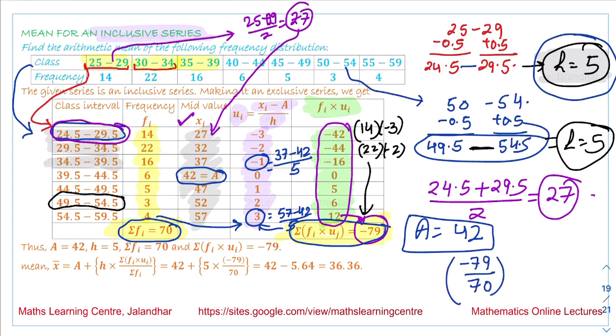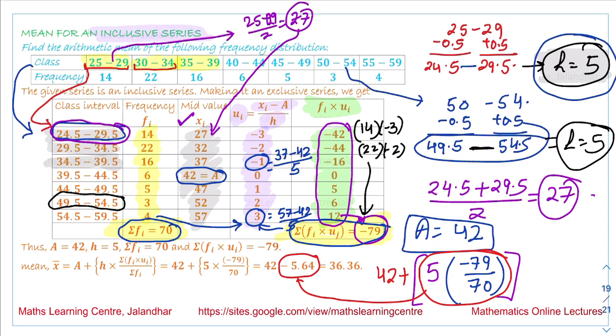The value of h is 5, so we multiply this answer with 5. The value of the assumed mean is 42, so we write 42 plus this. On solving, the answer we obtain is minus 5.64. So the mean that we obtain is equal to 36.36. This is the arithmetic mean corresponding to this data that was given in an inclusive form. So what we have done is convert it to the exclusive form and then use this method.